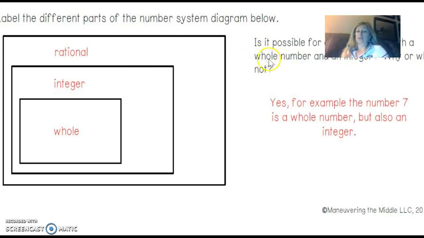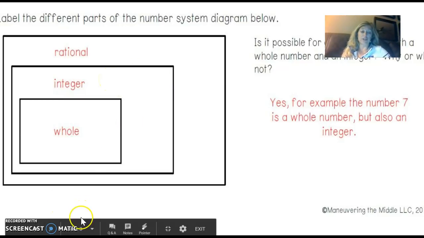Now over here to the right, if you can see it, it says, is it possible for a number to be both a whole number and an integer? Yes, because the whole numbers are part of the integer square, or the rectangle. However, could I say that rational numbers are part of the integers? Only some of them are. If you notice, only some of the rational box. This rational box is big, and the integers are only one part of that rational box. Okay, make sure you have all of this.